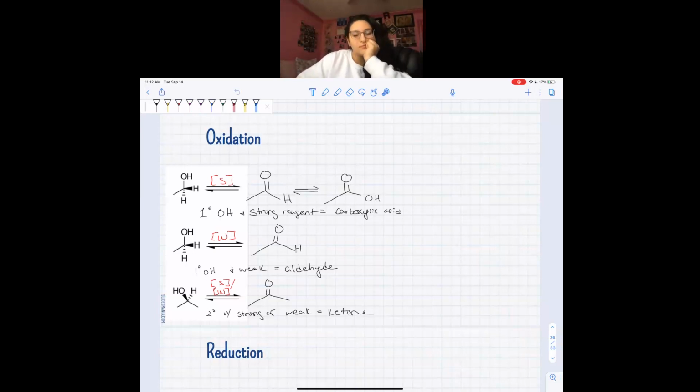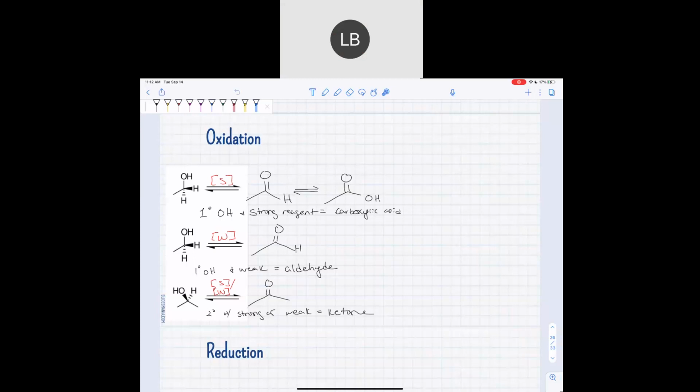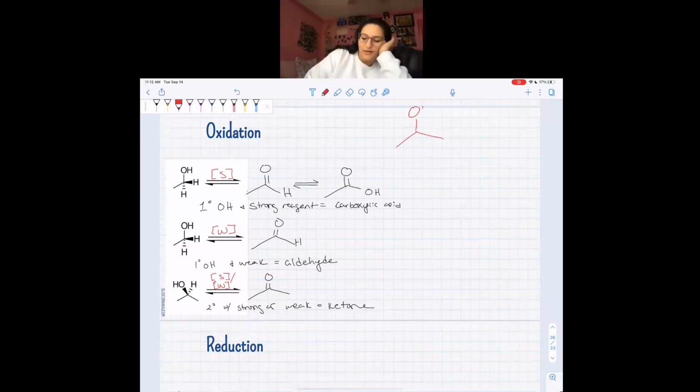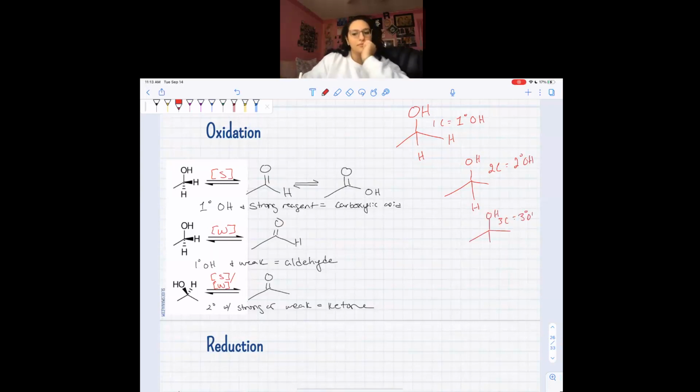Just really quickly, what was the difference again between the primary, the secondary, and the tertiary alcohol? So a primary alcohol is going to be 1 carbon. If we have 2 carbons, that equals a secondary alcohol. And if we have 3 carbons, it's a tertiary alcohol.